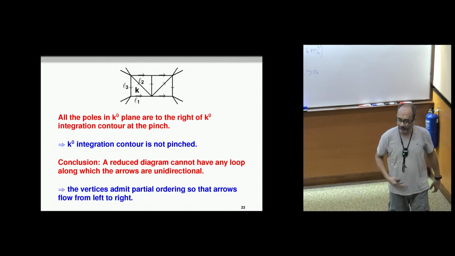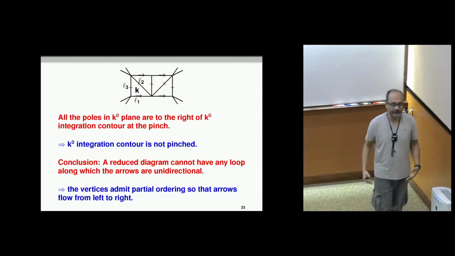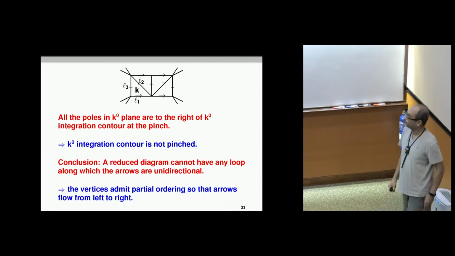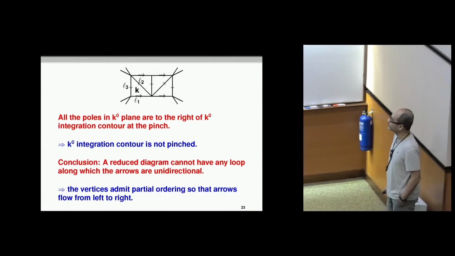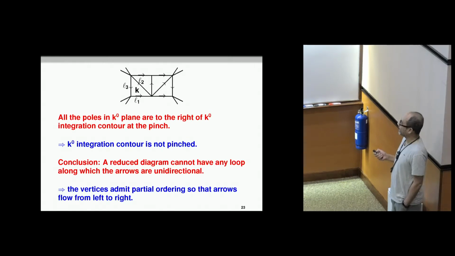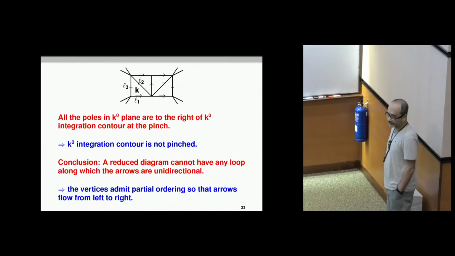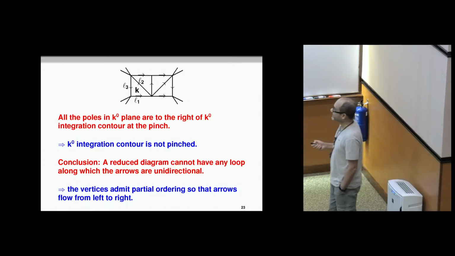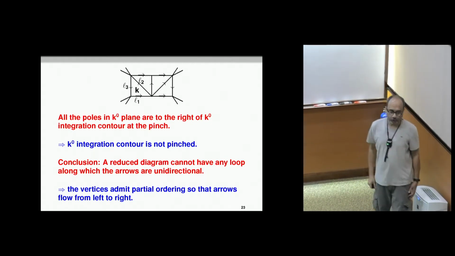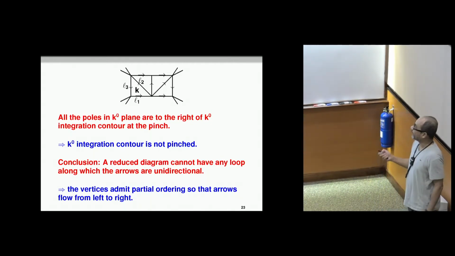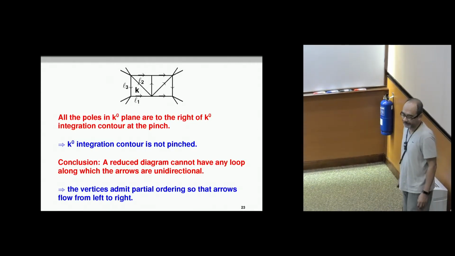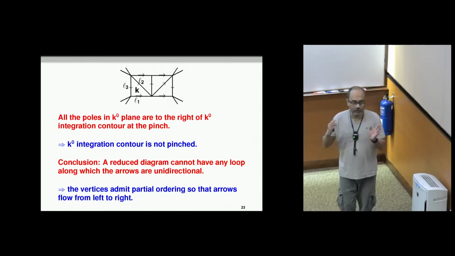And then you can repeat this argument to show that it is not possible to have a closed oriented loop inside a reduced diagram and still have a pinch. So the conclusion here is that a reduced diagram cannot have any loop along which the arrows are unidirectional. And from here, it's a simple graph theory exercise to show that the vertices of this graph admit partial ordering, so that we can partially order the vertices, so all the arrows flow from left to right.